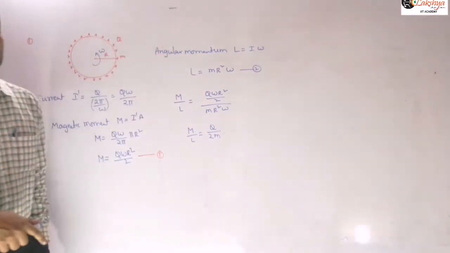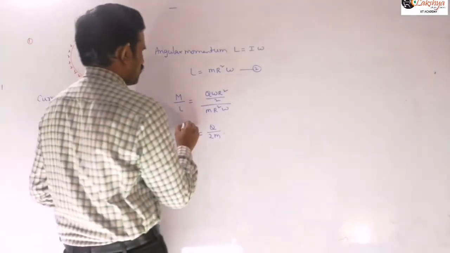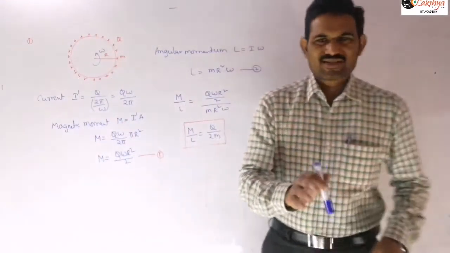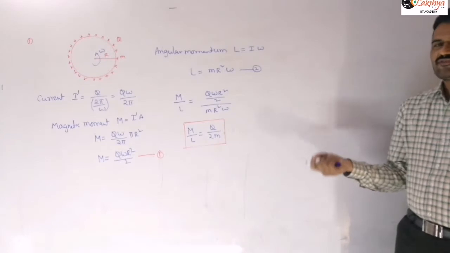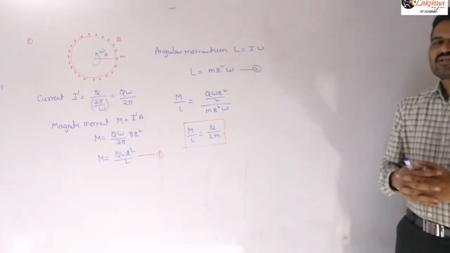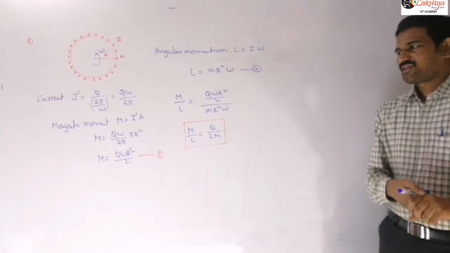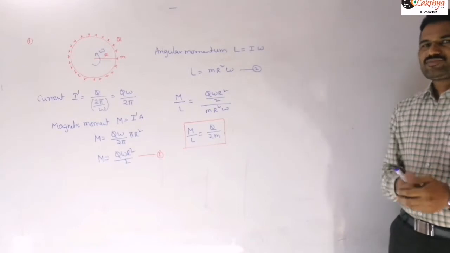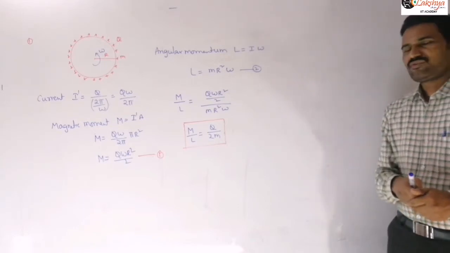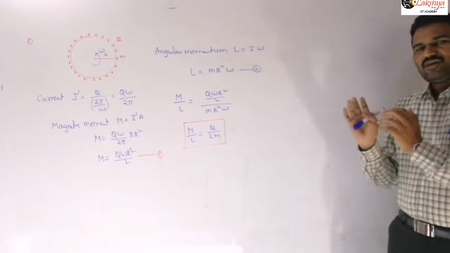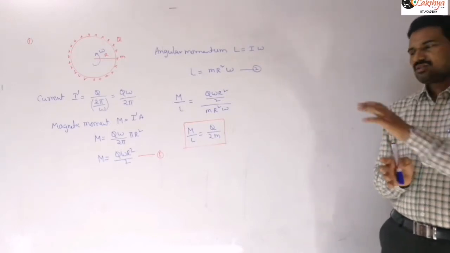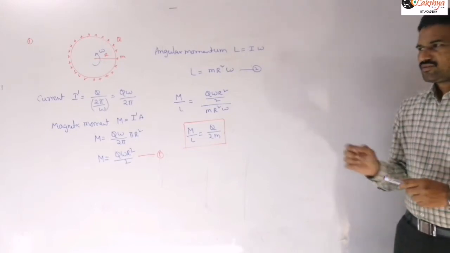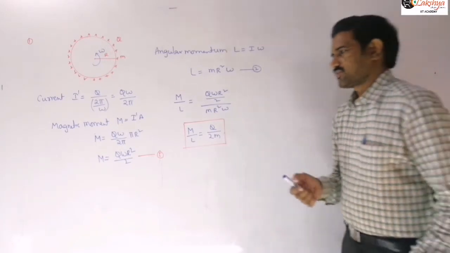This is an important ratio you need to remember. This ratio of magnetic moment to angular momentum is constant. If the distributions of mass and charge are similar, then we can say that this M by L is constant for any object, equal to Q by 2M, where Q is the charge distributed on it and M is the mass of the object. Just write that as a note here.